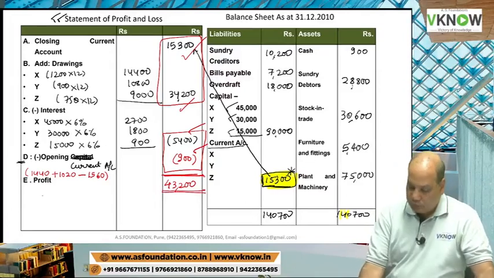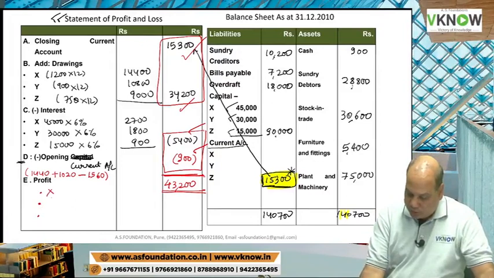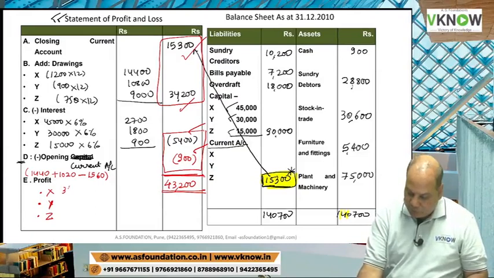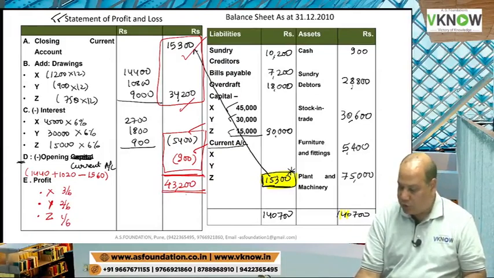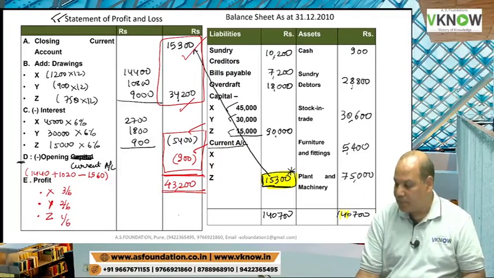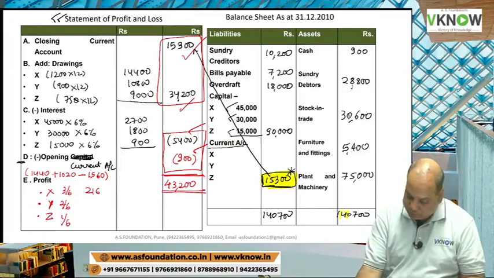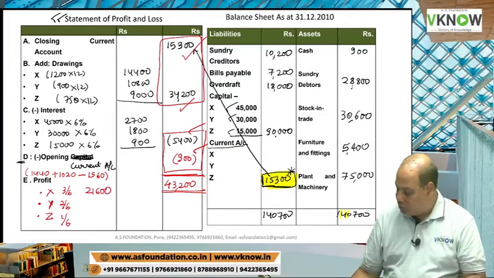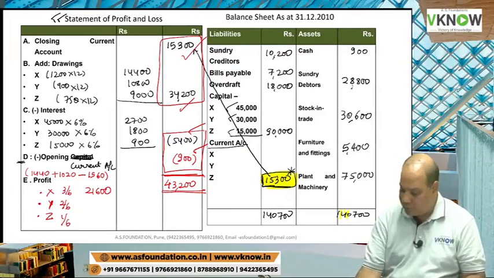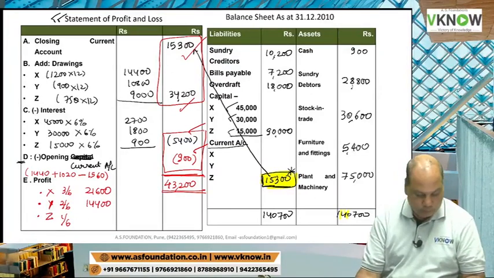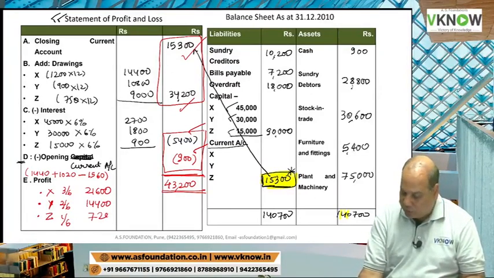43,200. Now you write down in the inner column here X, Y, Z. Share of X will be 3 by 6, Y 2 by 6, Z 1 by 6. So 43,200 into 3 by 6 is 21,600. Then 43,200 into 2 by 6 is 14,400, and this will be 7,200.